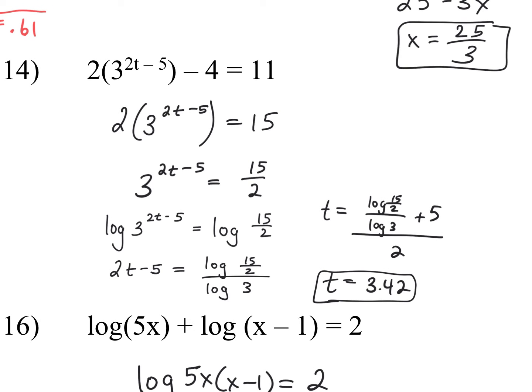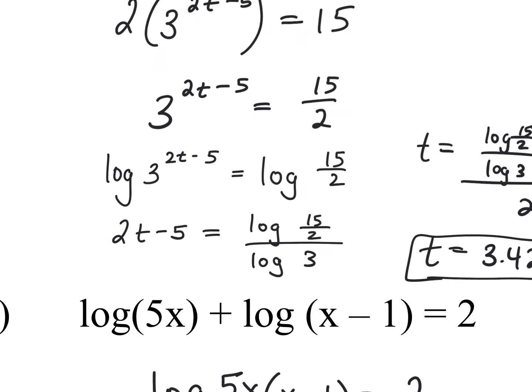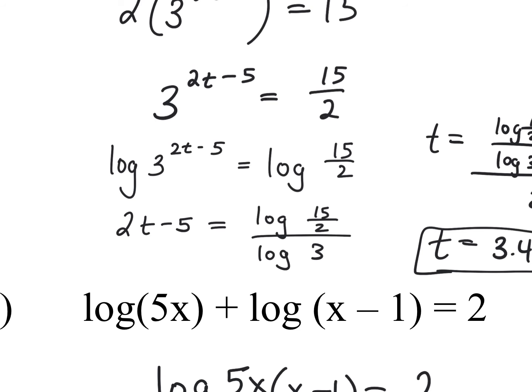I added 4 and divided by 2 to isolate my exponential expression. Then I took the log of both sides. I used the common log base 10. We can use whatever we like. So I took the log of both sides and used my exponent rules, right?